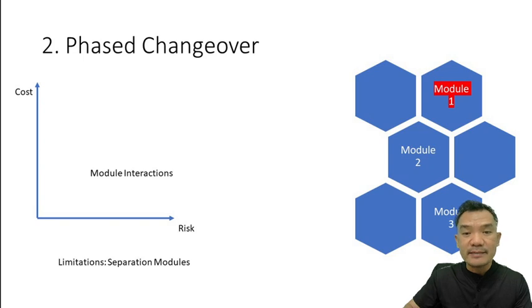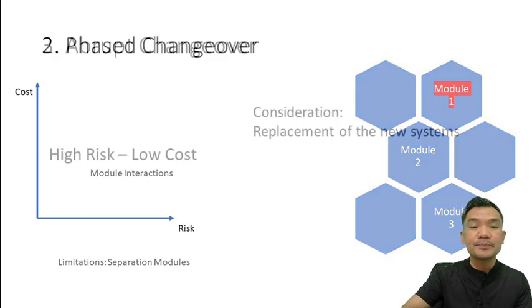The second is the risk. The risk here is based on the cost actually, and the risk is based on the module interactions. How many times do module 1 and module 2 interact or access each other? So the limitation here is, if there is a separation of modules, that is good. But if there is no separation of modules, the phase changeover is not a good idea.